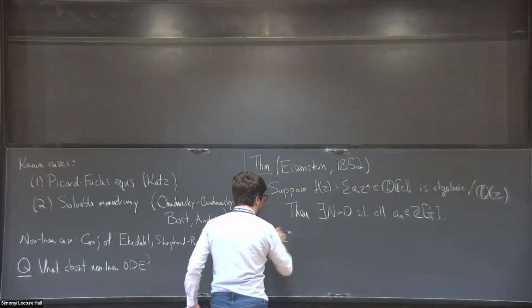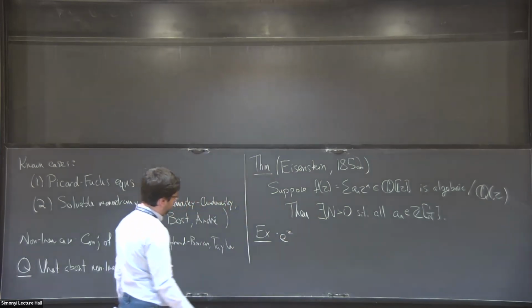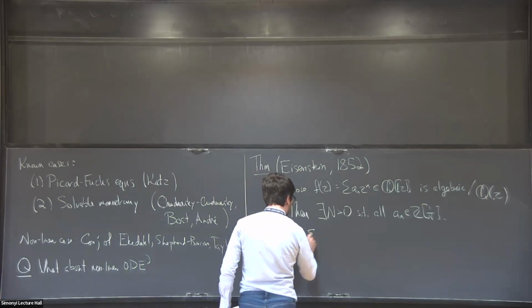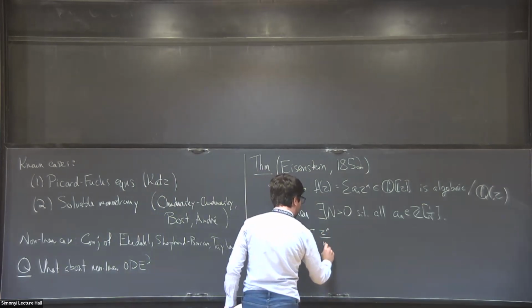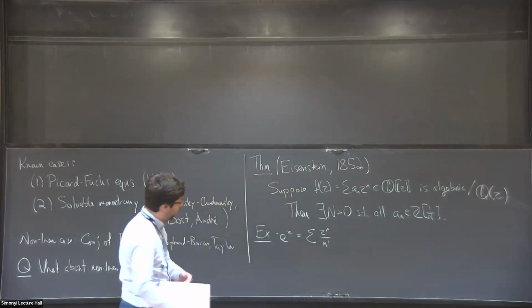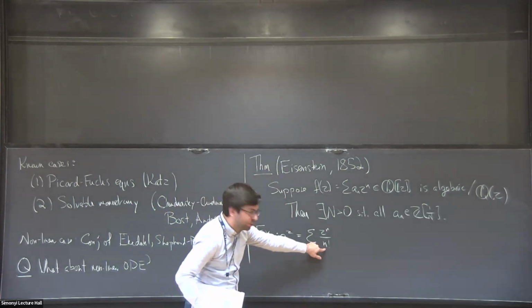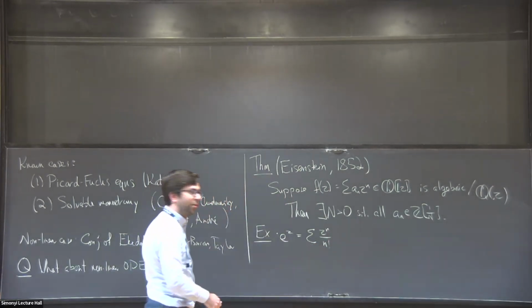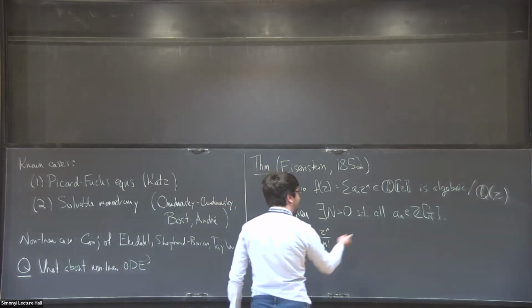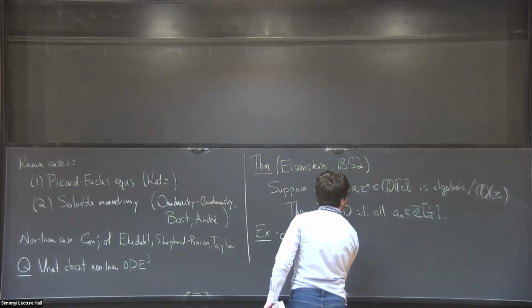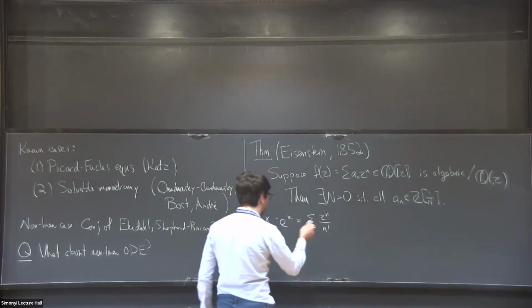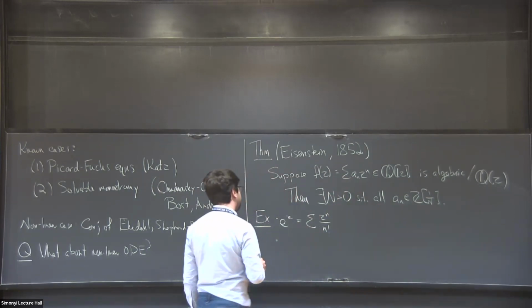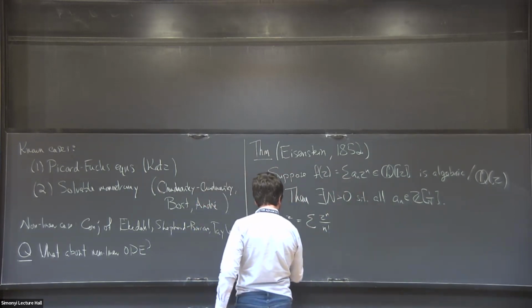So here's a function which is famously not algebraic, e to the z, and it looks like the sum of z to the n over n factorial. Okay, and well, infinitely many primes divide these numbers because there are infinitely many prime numbers by a theorem of Euclid. So this is an example of a non-algebraic function, and you can see that it's not algebraic using this theorem, for example.